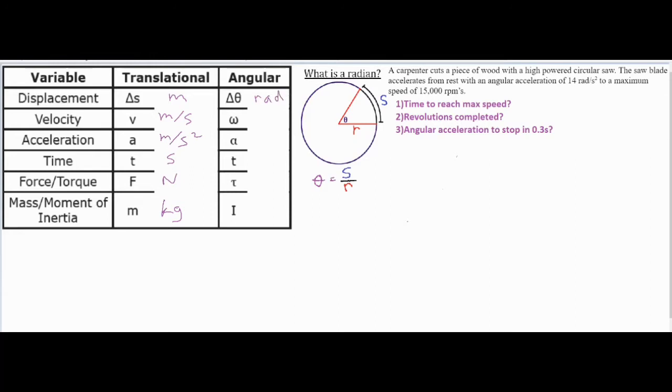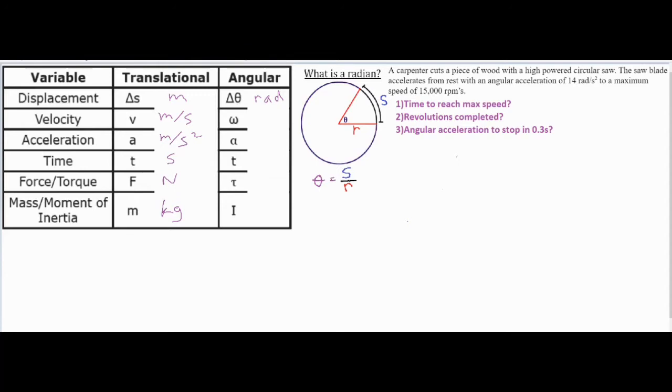If you're not familiar with a radian, I drew up a little diagram over here, and a radian is the ratio between the arc length and the radius. So it's basically taking a look at the amount of circle you're sweeping through and dividing it by the radius. Anytime you complete a full circle and divide it by the radius, it always comes out to 2 pi. So it's telling you how much of a circle you're sweeping through.